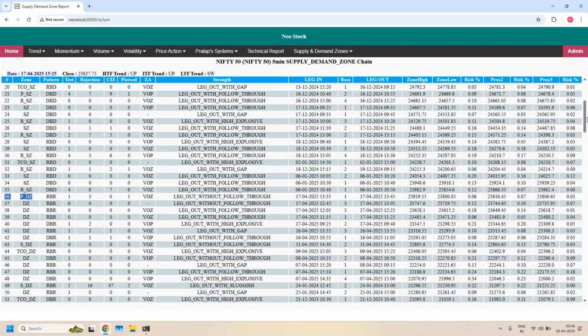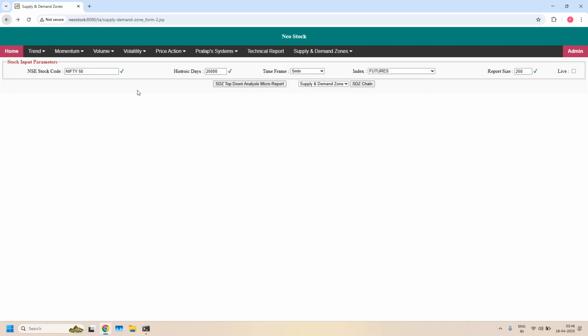So next we will generate the Bank Nifty supply demand zone chain. I'm going back, changing the name to Nifty Bank. That is nothing but Bank Nifty. So generating monthly supply demand zone chain for Bank Nifty.